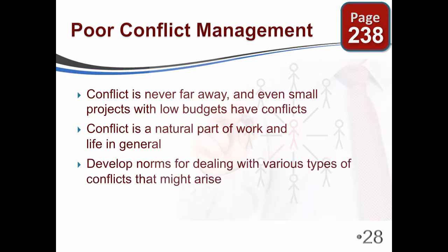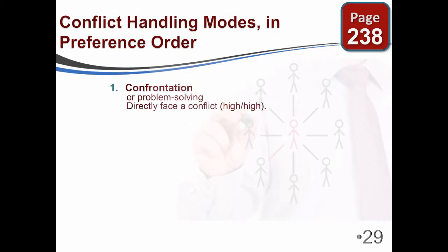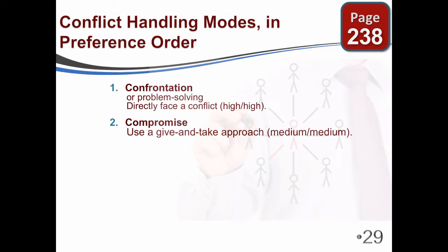Project managers should lead their teams in developing norms for dealing with various types of conflict. Each strategy below may be considered as being high, medium, or low in two dimensions. In other words, the importance of the task or goal and the importance of the relationship between the people. Both can have conflict. The first one would be confrontation or problem solving, which you face the problem directly. Second one is compromise, which is usually a give and take approach that has to be negotiated. It's not what either one wins or loses, but it's what they both can live with.